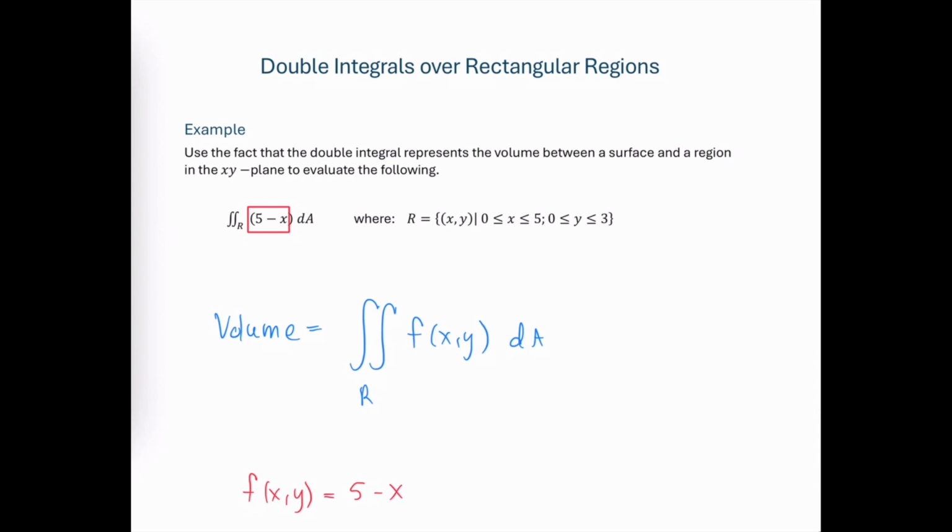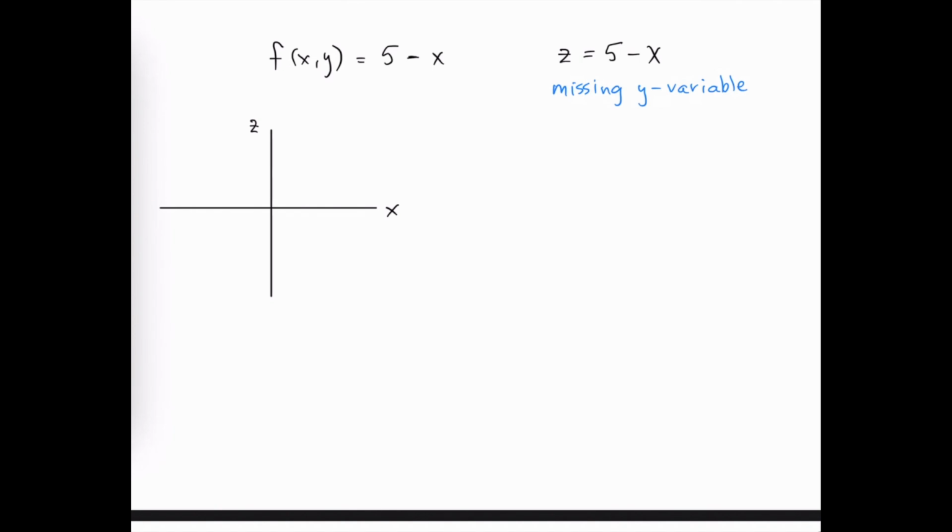So let's begin by graphing this surface and see the rectangular region in the floor over which we are to find the volume. So this surface function, f at xy is equal to 5 minus x, is the plane z is equal to 5 minus x. Because we are missing the y variable, we can think of this as a line in the xz plane with a z-intercept of 5 and a slope of -1.